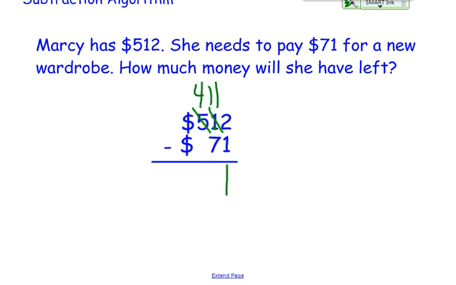11 minus 7 gives us an answer of 4. And then 4 minus, since there's no number here, we could say that there's a 0 there. So 4 minus 0 gives us an answer of 4. And so in the end, we see that Marcy will have $441 left over. The key thing we see here, though, is how we borrow. Borrowing allows us to do subtraction by borrowing from the next place value up.